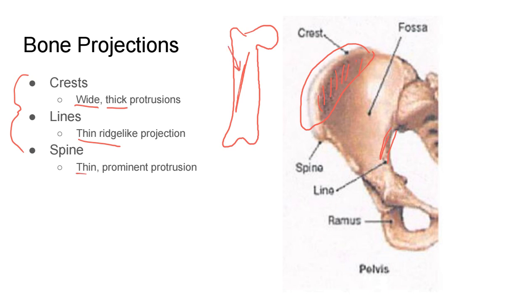And then a spine is also going to be thin, but it's usually more prominent than a line. You can see a spine sticking out here. If you touch your pelvis, the points of your hips, that point of your hip is the spine that you're touching. So it's a prominent protrusion off of the bone. Across the back of your shoulder blade, or scapula, that's also a spine. Again, pretty thin, but a really prominent protrusion.